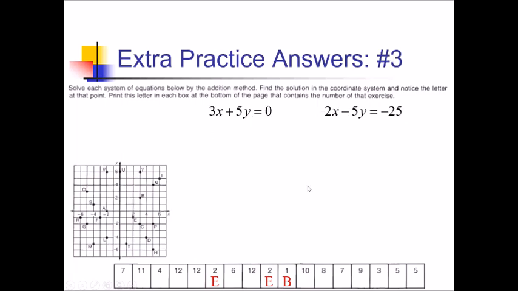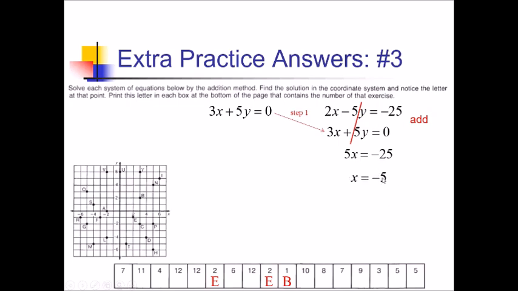On this system of equations, I notice I have a positive 5y and a negative 5y. So I'm just going to rewrite this first equation down below here, and I can immediately add these together and cancel out those 5y's. So doing that, that leaves me with 2x plus 3x is 5x. Negative 25 and 0 gives me negative 25 still. Dividing both sides by 5, I have x equals negative 5.